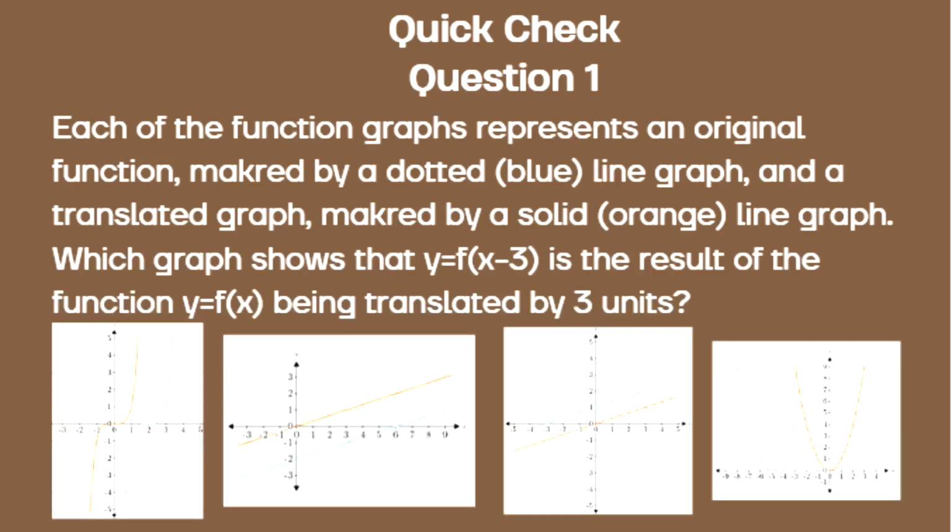This is quick check question 1. I will not give you this answer, but I'll tell you how to get there. Each of the function graphs represents an original function marked by a dotted blue line on the graph, and a translated graph marked by a solid orange line. Okay, so the blue is the first one. We're moving to orange. Which graph shows that y equals f of x minus 3 is the result of the function y equals f of x being translated by 3 units?